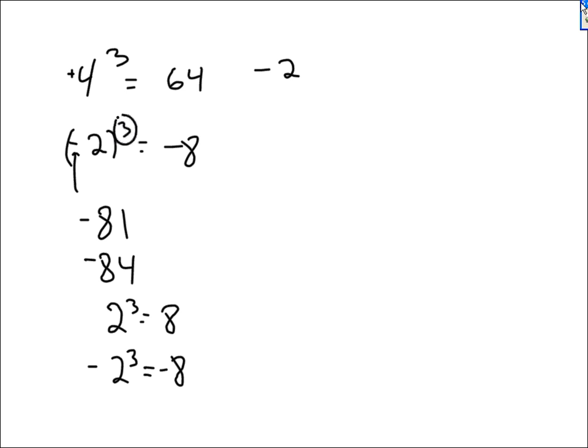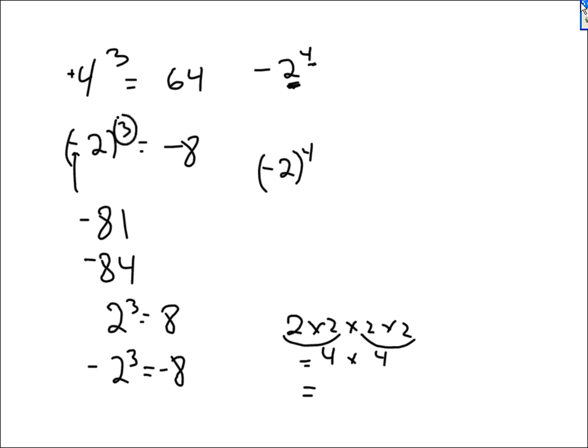Let's consider these 2 problems. The base here is 2. 2 is being raised to the 4th power. 2 times 2 is 4, times 4 is 16, with a good old negative sign in front of it. That's negative 16. Here, because of the brackets, negative 2 is the base.